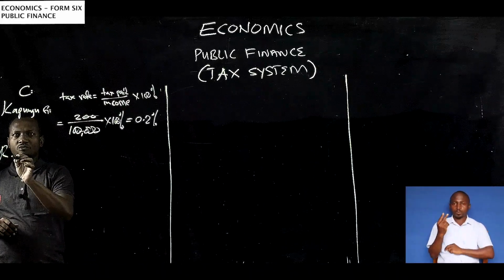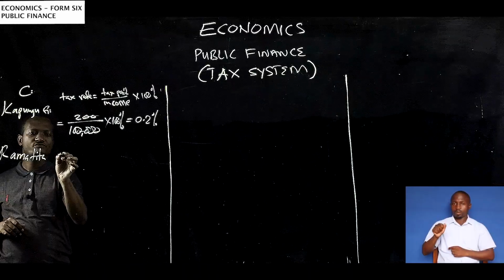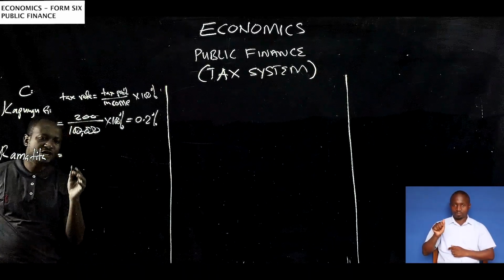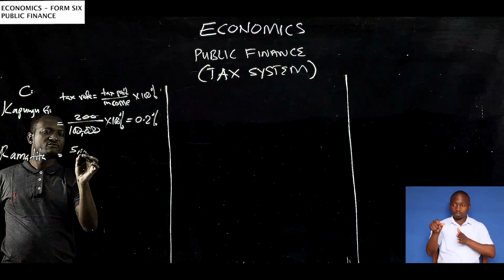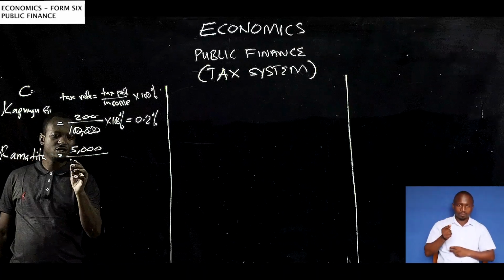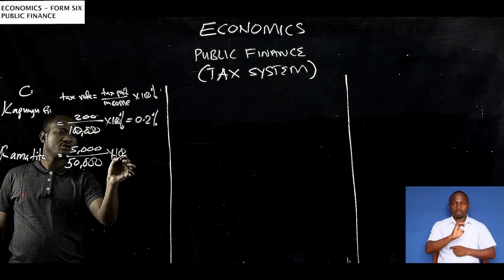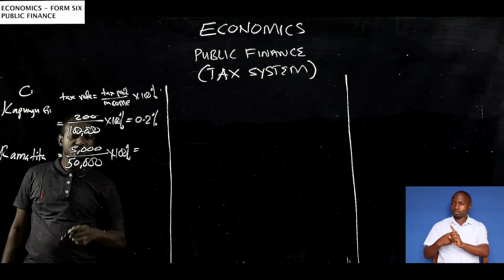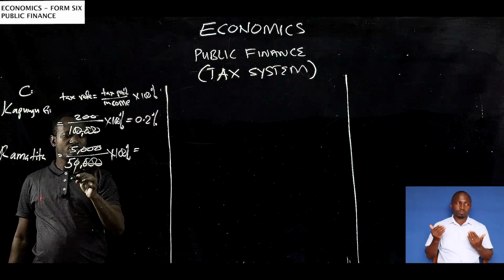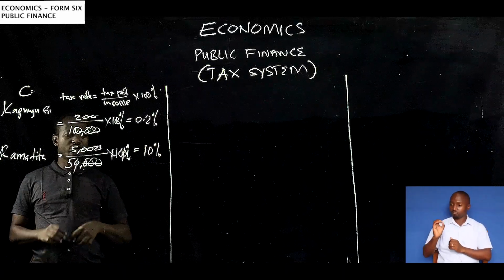And Mr. Ramatita, tax paid by Ramatita is 5,000. His income was 50,000 times 100%. We get 10%.